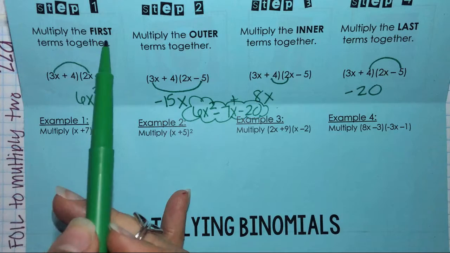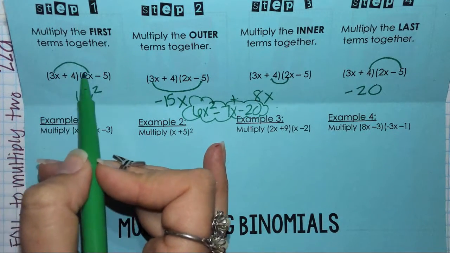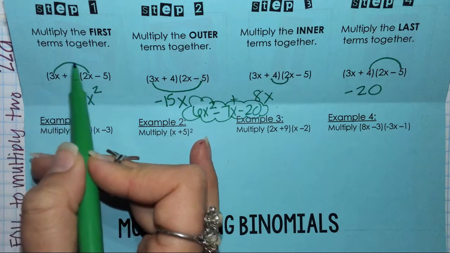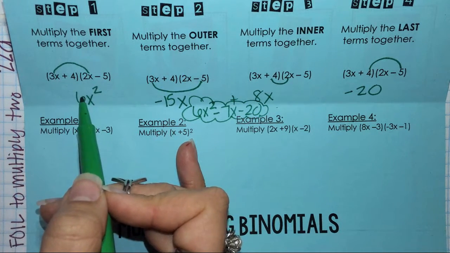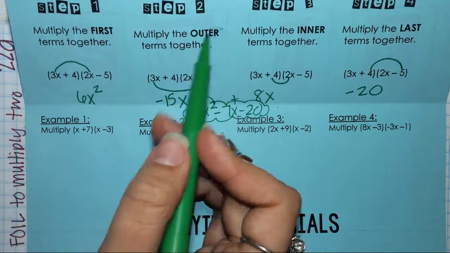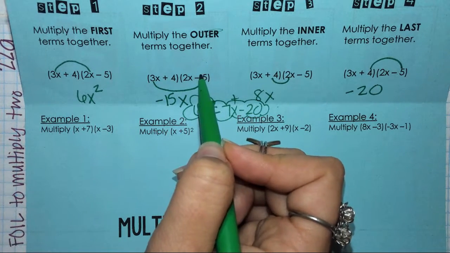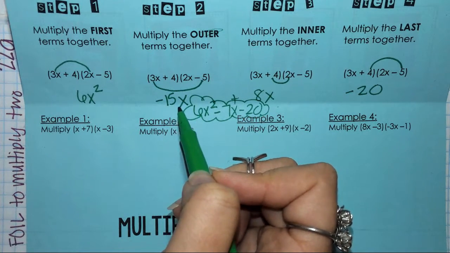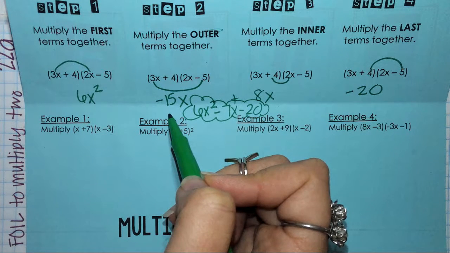So the first thing we did is we multiplied our first terms in each set of parentheses together. That was 3x and 2x. We drew the eyebrow. 3x times 2x gave us 6x squared. All this is a fancy form of distribution. That's it. That's all we're doing. Then we did the outer terms. It's the one on the outside of the parentheses. So we did 3x times negative 5, and we got negative 15x.